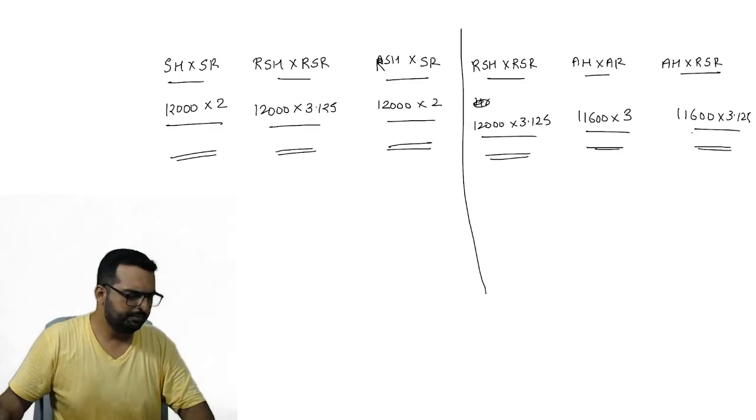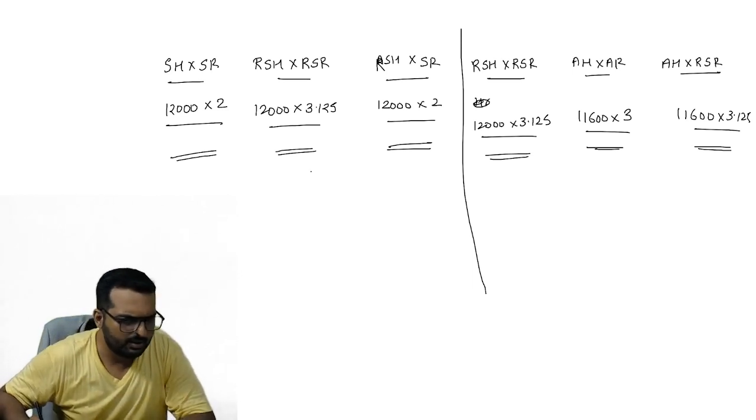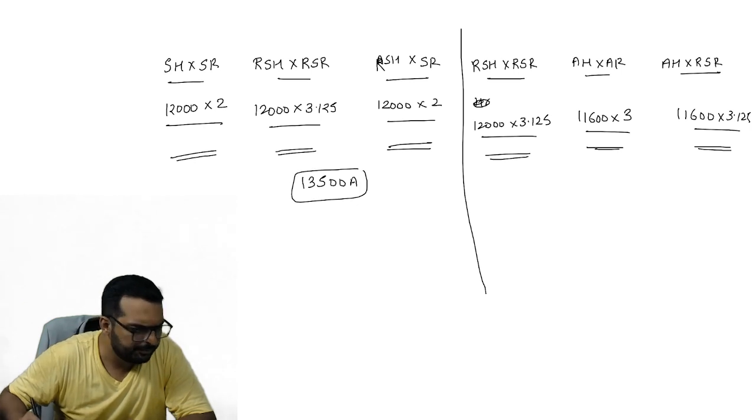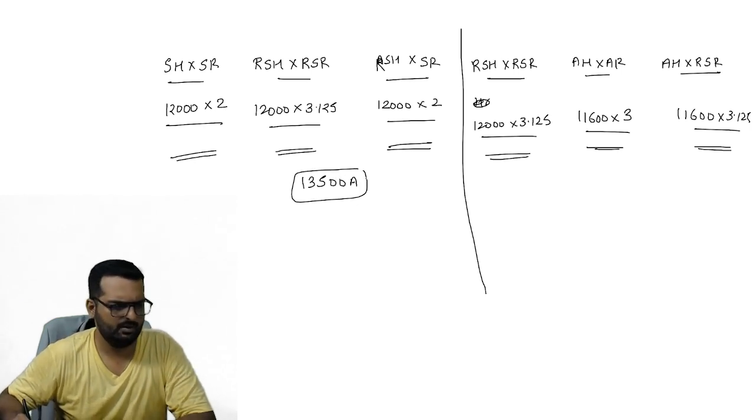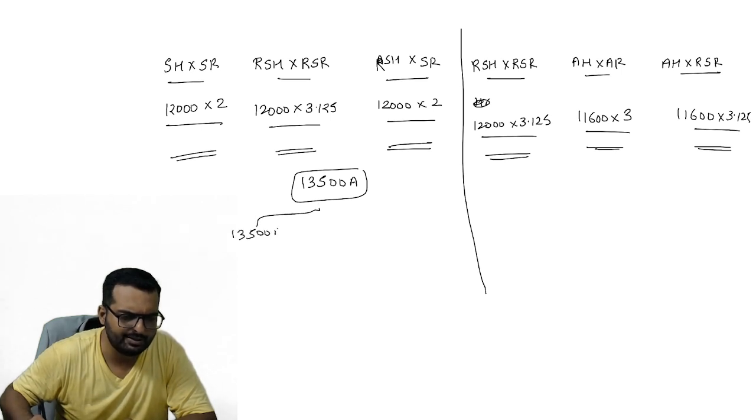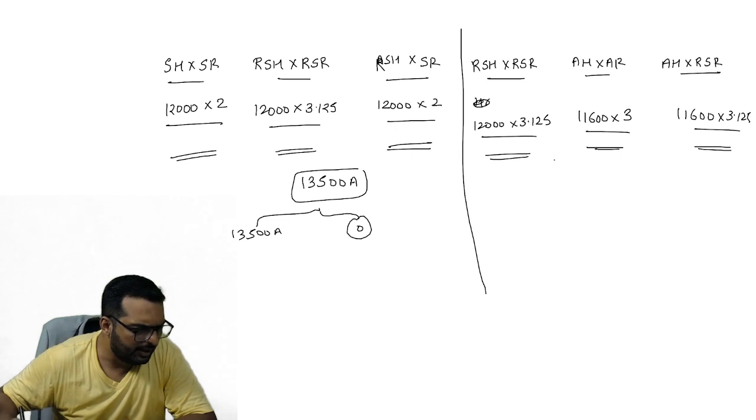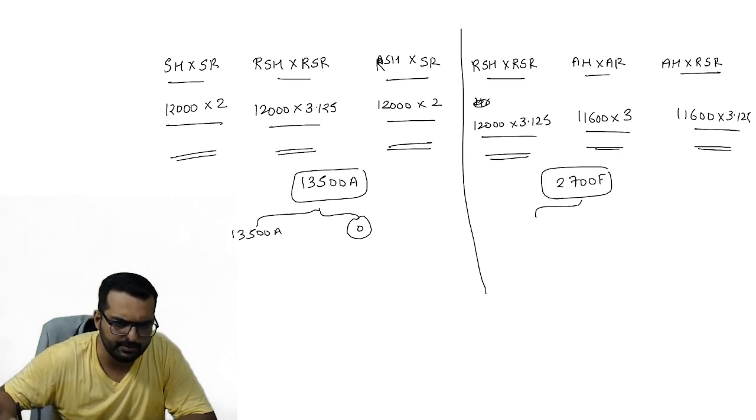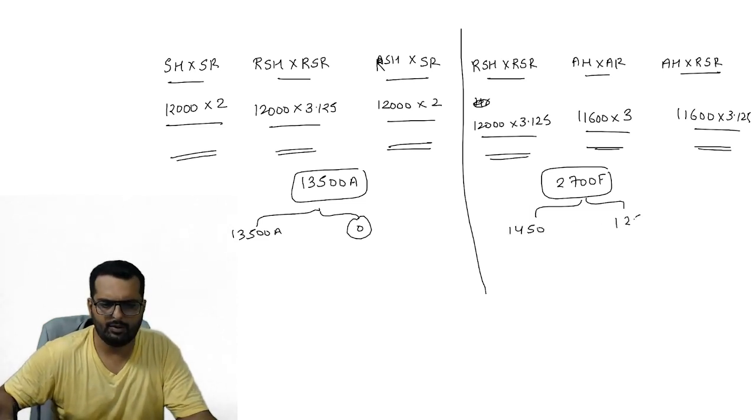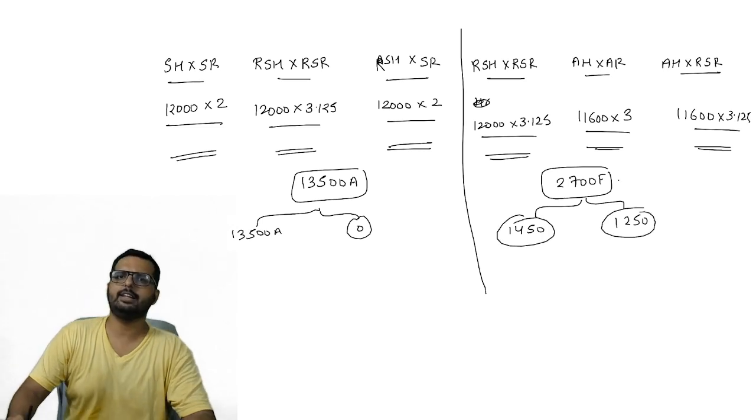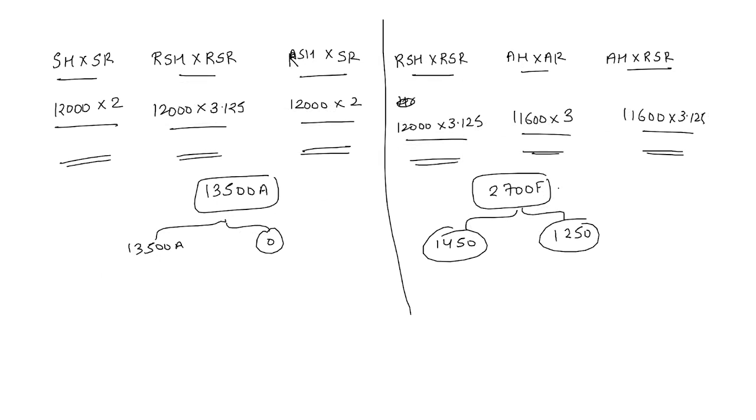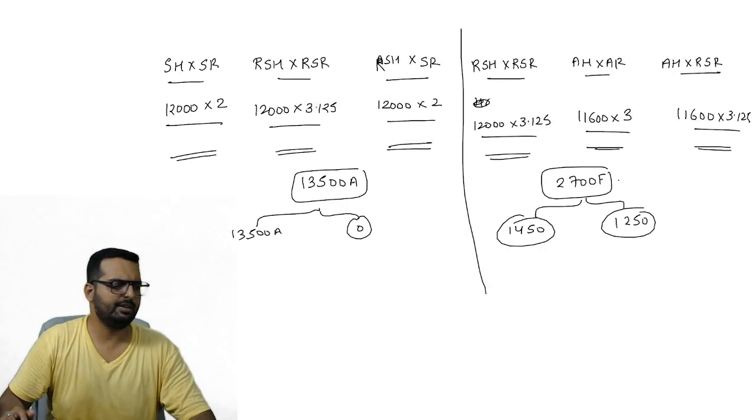I believe everybody is done with this. Do you get the answer as 13,500 adverse over here? All right, and then that will be here also 13,500 adverse, and nothing will come here. The other one was 2,700 favorable, is it? Okay, so inside this you had 1450 and 1250. Is everybody done writing this, friends? Anybody still writing? Please let me know.